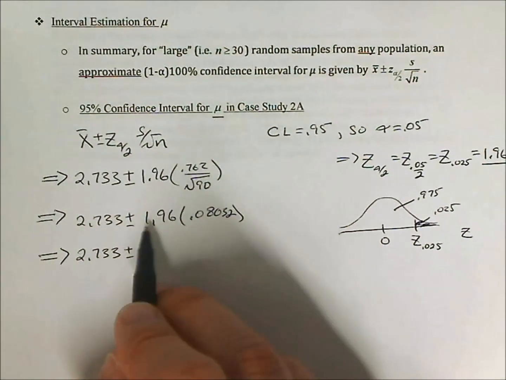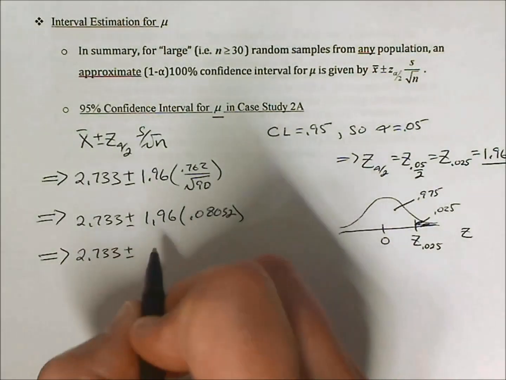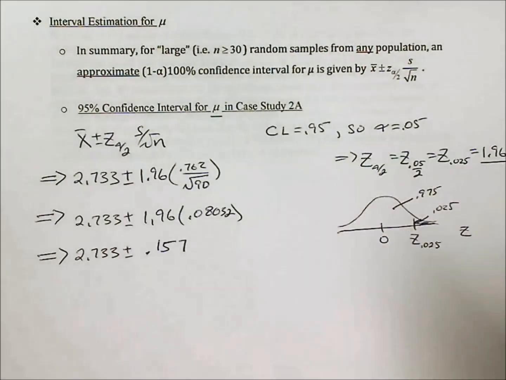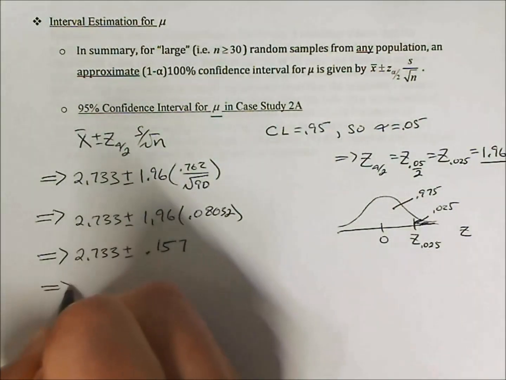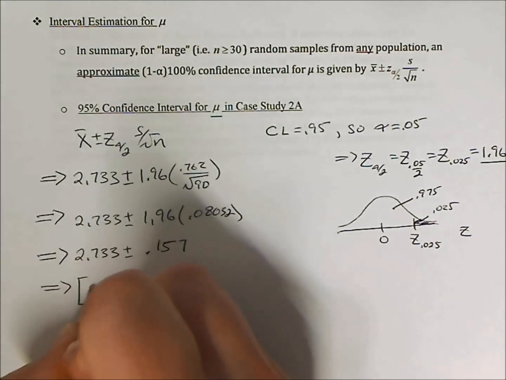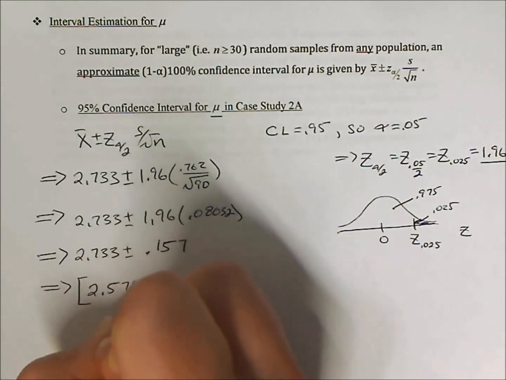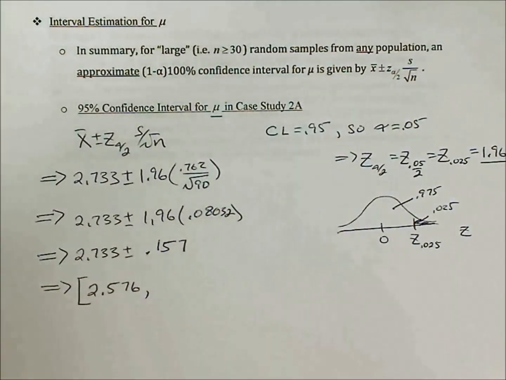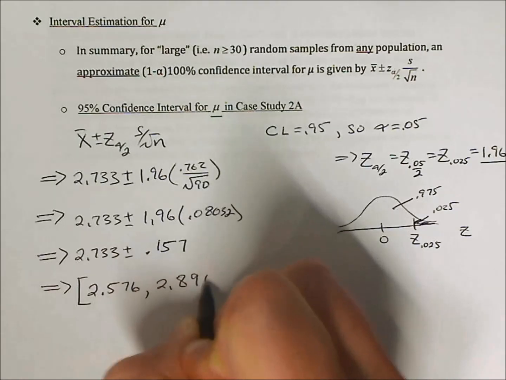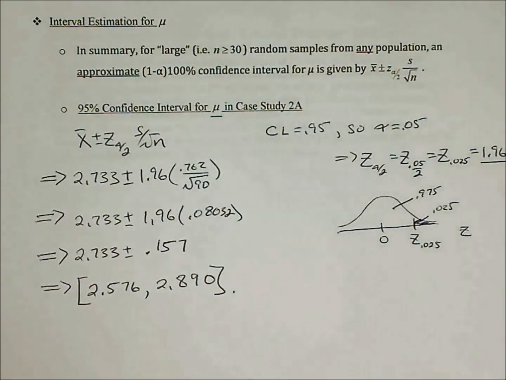Doing the arithmetic here, 1.96 times 0.08032 is 0.157. And then if we subtract that from 2.733, we get 2.576. Add that to 2.733, we get 2.890. So that's our resulting confidence interval, a 95% confidence interval.